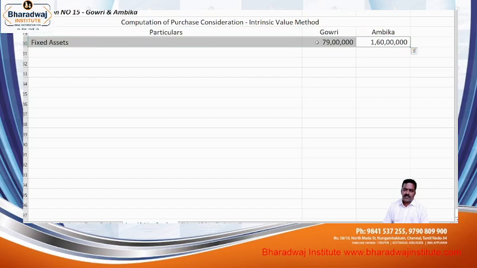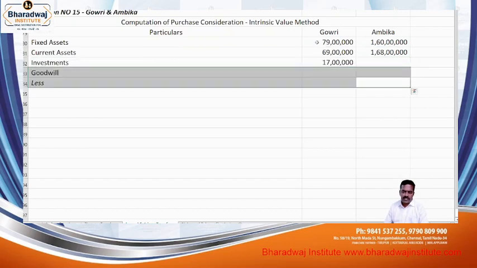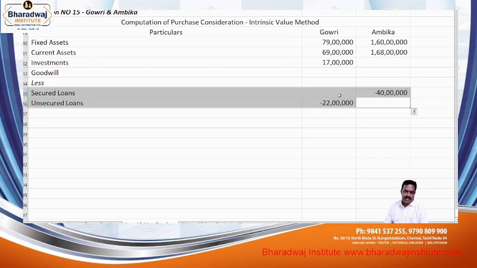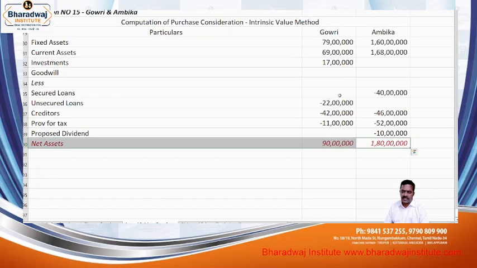Fixed assets of Gauri 83 lakhs minus 4 lakhs. For Ambika, take the book value. Current assets no change. Investments also no change. Goodwill is considered what? Valueless. Less all external liabilities. That includes non-current liabilities, current liabilities and provisions also: unsecured loan, secured loan, creditors, provision for tax, and proposed dividend. So assets minus liabilities will give us net assets.